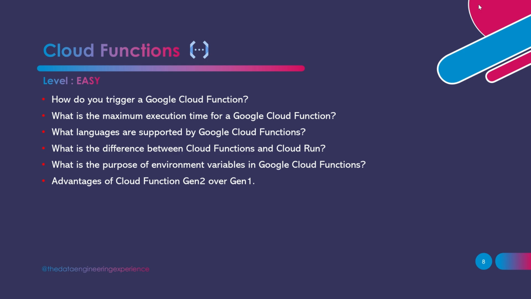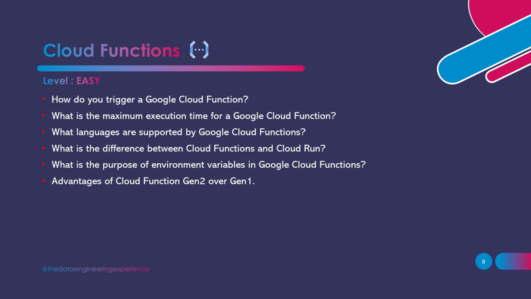Then, what is the maximum execution time for a cloud function? For Gen 1 cloud functions, the maximum execution time limit is 9 minutes, and for Gen 2, which is the newer one, HTTPS cloud functions support up to 60 minutes. Then, what are the languages supported by cloud functions? You can say Python, Go, Java, .NET, Ruby, and Node.js. These are the languages that are supported by cloud functions.